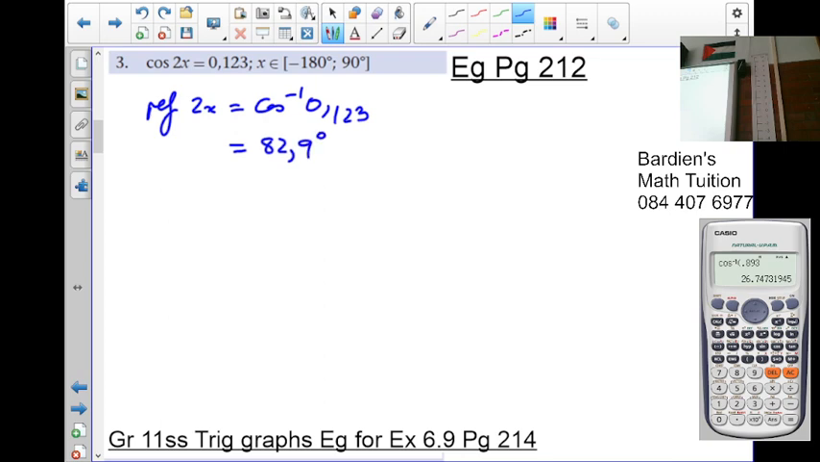Okay. So what's the question that comes to mind? Which quadrant? Cos is positive. Why positive? Because that is positive. If that had to be a negative there, I would have asked myself in which quadrant is cos negative. But because it's positive, which quadrant is cos positive? 1 and 4. So let's go with quadrant 1.